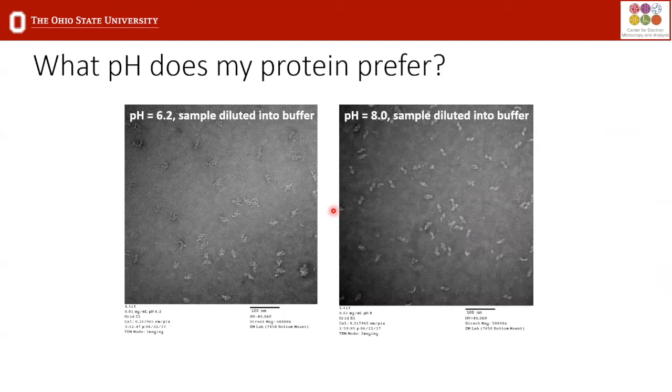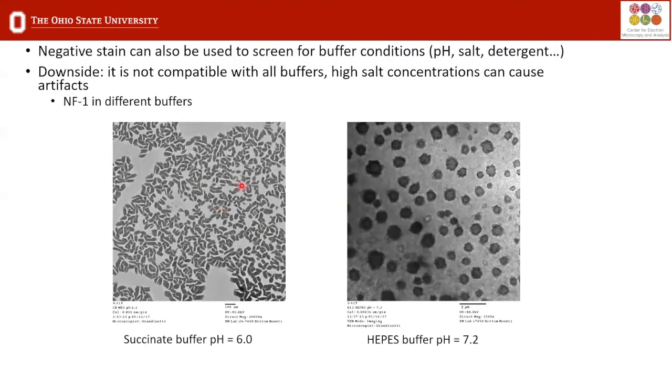You can also figure out which pH your protein prefers. Sometimes if you're seeing aggregation, altering the pH of your buffer can help with that. But if it makes your protein unhappy, then it's not a viable way to move forward. So you can also screen a lot of different buffer conditions with negative stain, but one caveat is that it's not compatible with all buffers because the heavy metal can react with the stain in different ways and cause a lot of artifacts like you see here.